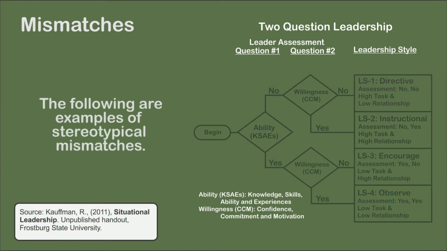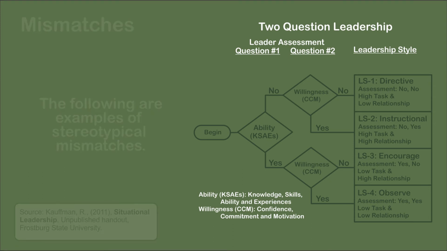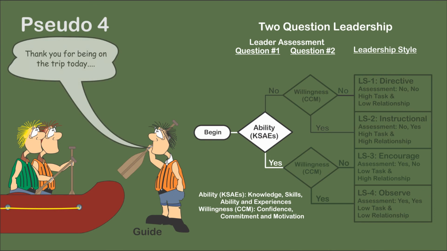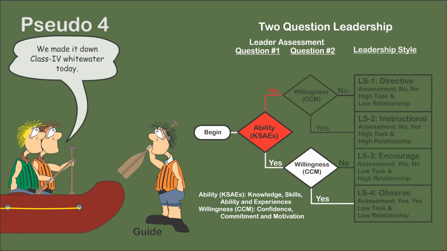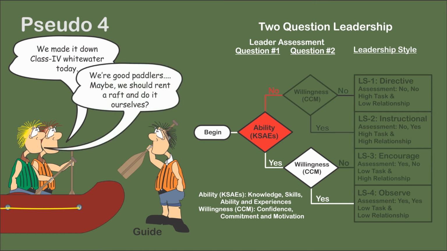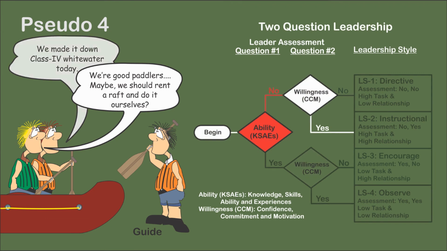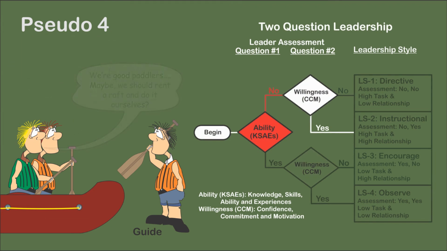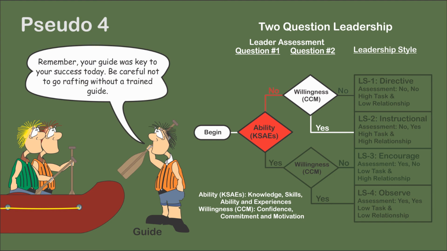The two-question leadership model can be used to explain stereotypical leadership styles that are mismatches. The pseudo-S4 is a person who thinks they know how to do something when, in fact, they don't. The inexperienced rafter makes it down the river under the guidance and direction of the guide. The rafter goes away thinking that they have the skill to do it themselves. However, when on a trip alone without the raft guide, they find out otherwise.